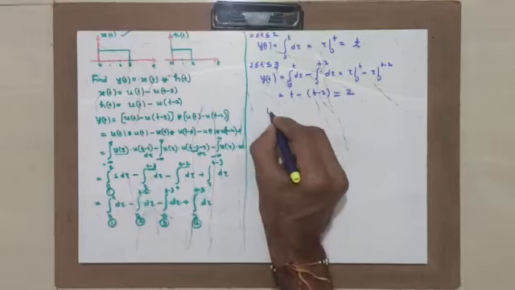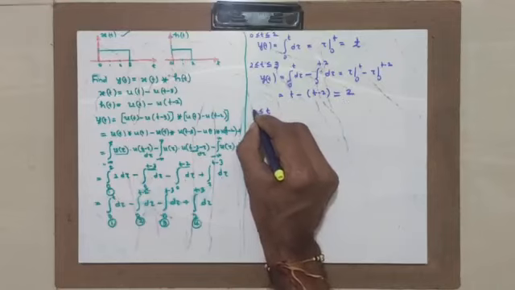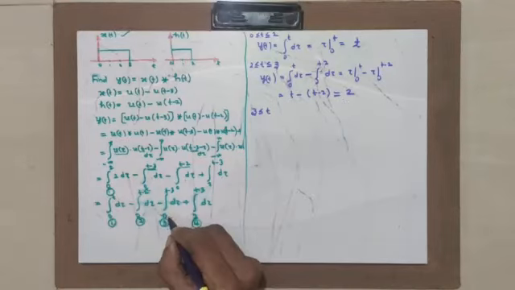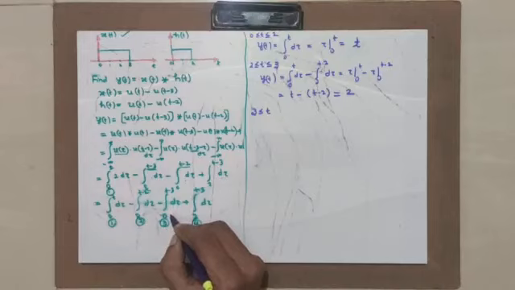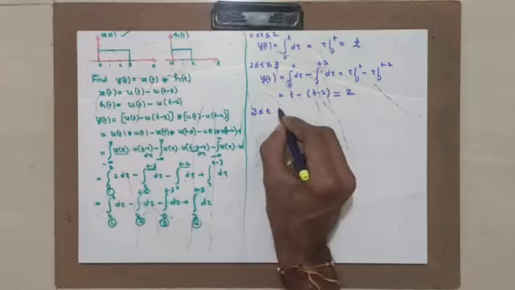Now, t greater than or equal to 3, because my third integration part starts at 3, and where should it end?